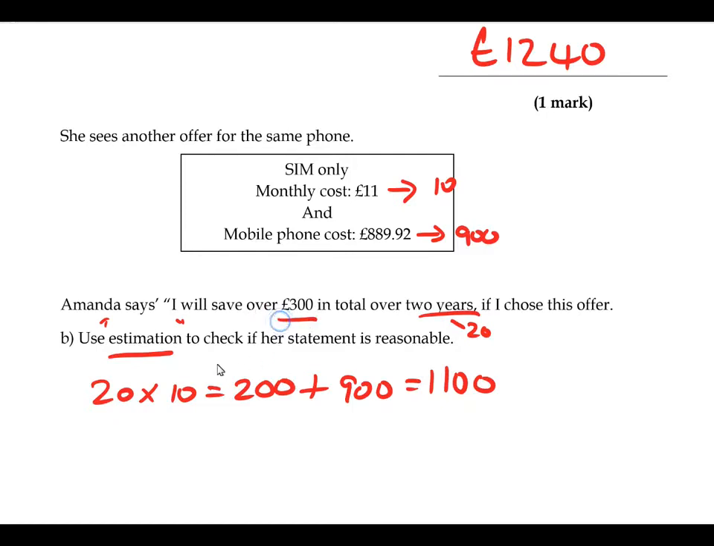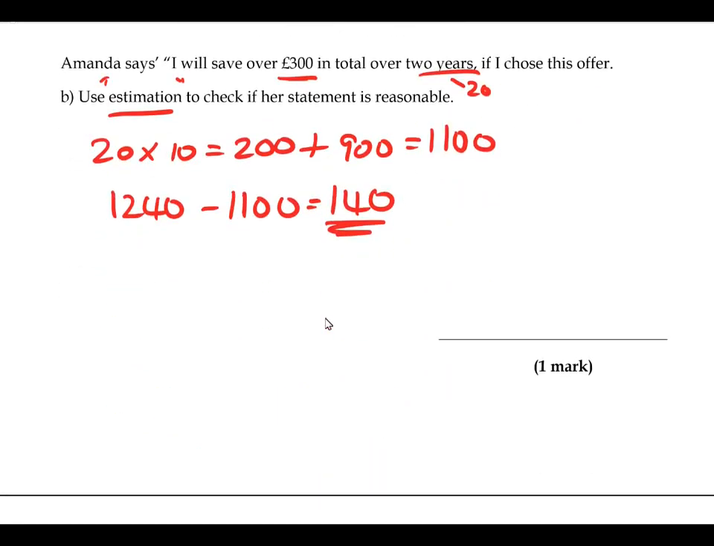She says she's going to save over £300. So if we take our 1,240, which is our original estimate here, take away our 1,100, we end up with £140 as our difference. So she's not going to save as much as £300. So use estimation to check her statement. She is incorrect. She's going to save more like £150 rather than the 300 she's looking at. So our evidence for this mark is here.